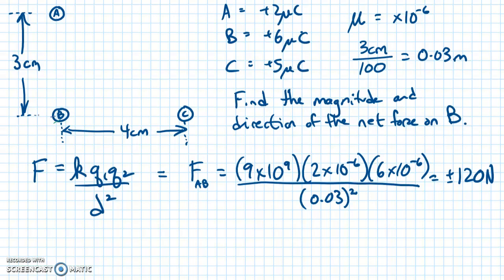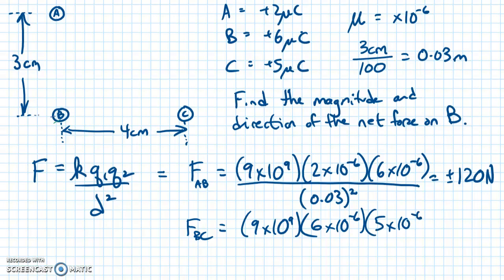Now let's do the force between B and C. So again, K is 9 times 10 to the ninth. B is 6 times 10 to the negative 6 coulombs. C is 5 times 10 to the negative 6 coulombs. Again, it's got to be in coulombs, not microcoulombs. And that's because the number for K, 9 times 10 to the ninth, is based on coulombs and meters. So everything has to be in coulombs and meters. So now I'm going to divide by the distance between B and C. It's 4 centimeters. But again, I have to divide by 100, which gives me 0.04 meters. Square that. And you do that on your calculator, you get 168.75 newtons. Okay, that's probably the easy part.